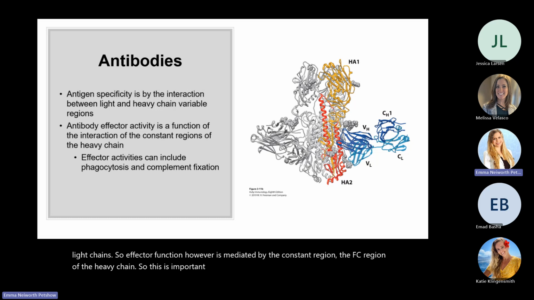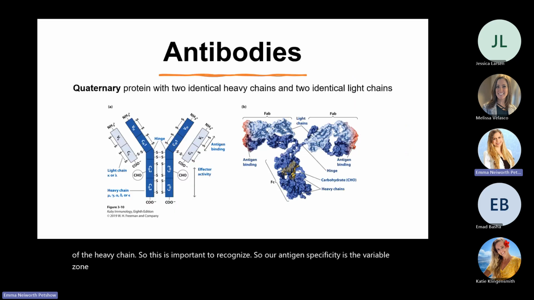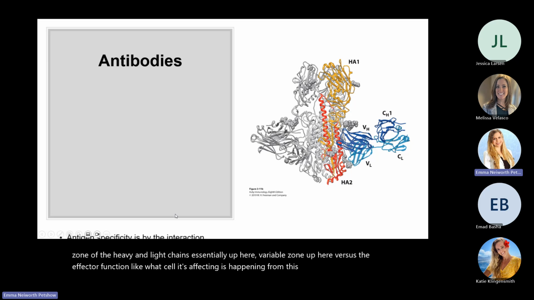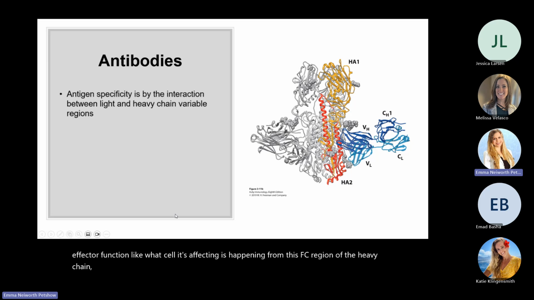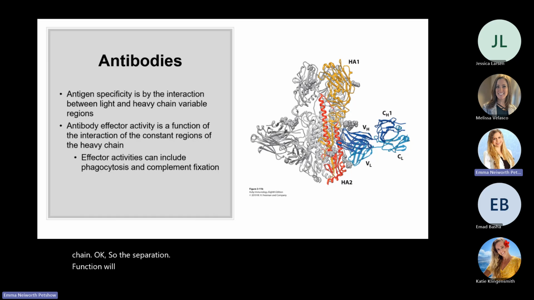So our antigen specificity is the variable zone of the heavy and light chains, essentially up here, variable zone up here, versus the effector function, like what cell it's affecting, is happening from this Fc region of the heavy chain, okay? So the separation of function will help explain how antibodies can neutralize a pathogen, fix complement on the Fc region, promote then opsonization and phagocytosis.